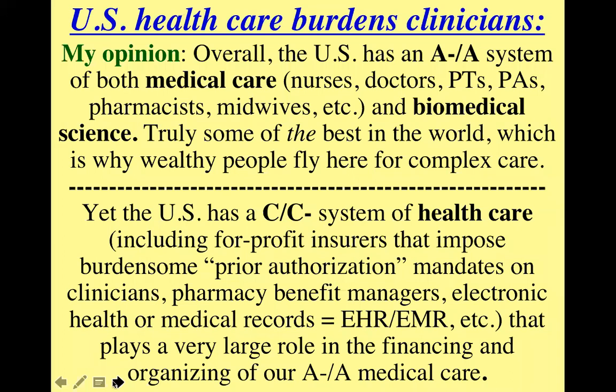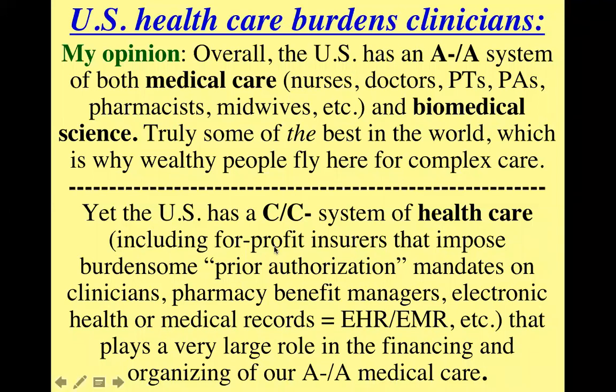So this is my take. It's just my opinion. I literally put this on the slide, my opinion. Overall, the US has an A-A system of both medical care and biomedical science. Truly some of the best in the world. People who are rich and sick outside the United States tend to come here when they really need care, especially complicated care. So great medical care, biomedical science and research. We have a C-A system of healthcare, and healthcare is all the things that finance, organize, pay for, and deliver that great medical care.